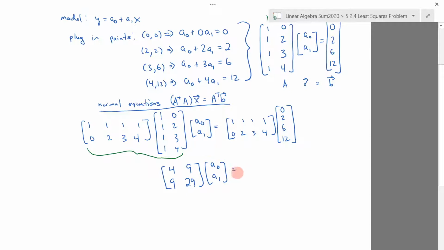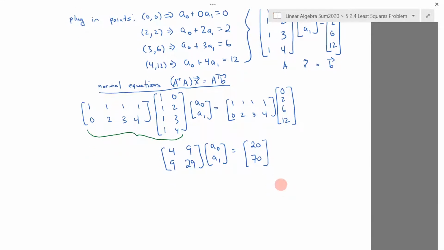Times a0 a1, and then now multiplying this, 0 plus 2 plus 6 plus 12. So that's 8 plus 12 is 20. Right, so notice that it's just the sum of the y's. And this is 2 times 2 plus 3 times 6 plus 4 times 12. So that's 4 plus 18 is 22, 22 plus 48 is 70. So these are the x's, these are y's. So the dot product is just the sum of the x times y's.